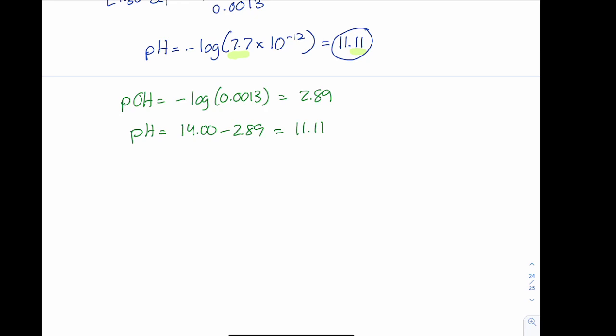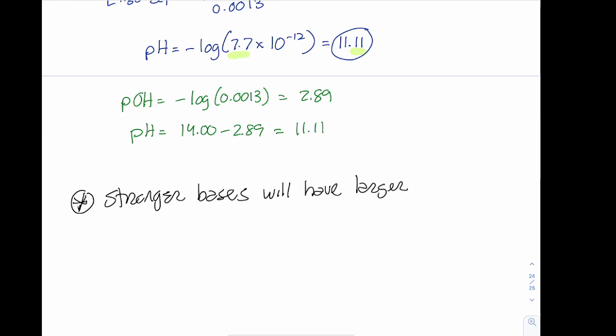Just as we did with our weak acids, we can describe the strength of our base using our equilibrium constant. So stronger bases will have larger Kbs, right? Larger values for their equilibrium constant. Remember, our equilibrium constants are always products over reactants. The more it lies on the product side, the stronger it is.